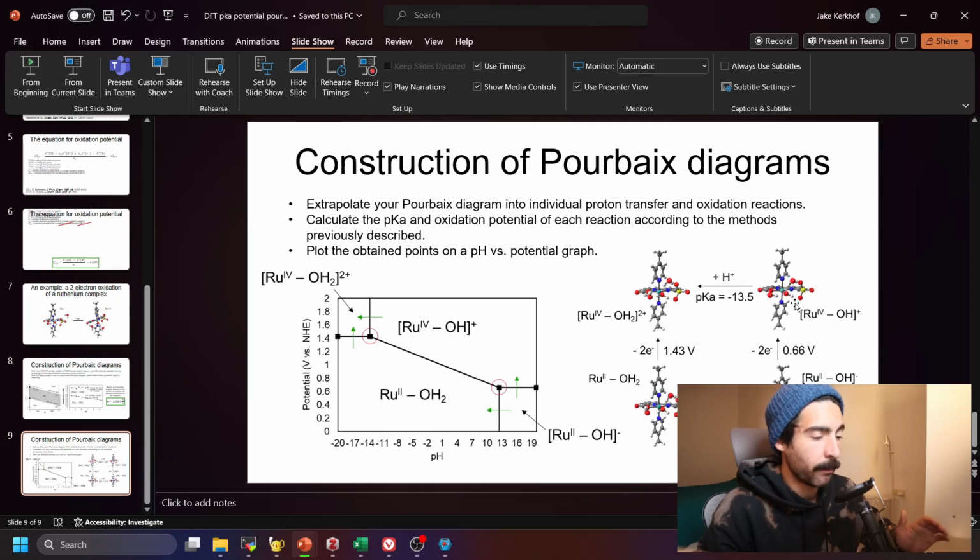So that should be it for the computational construction of Pourbaix diagrams. Hopefully you're now able to calculate pKa, oxidation potential, and construct these Pourbaix diagrams using computational chemistry.